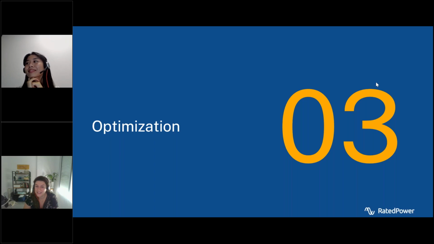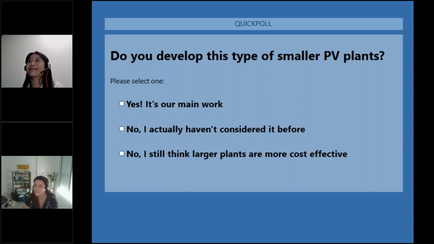I think that's it from my side. Now my colleague Ming is going to share her screen and show a real project, a small PV plant. Before we do that, however, I wanted to launch a new poll while we're doing this transition. It's basically, do you actually develop this type of smaller PV plants? If you can go ahead and answer that, we'll give the answers in a second. And yeah, Ming, if you want to take the lead, the floor is yours.